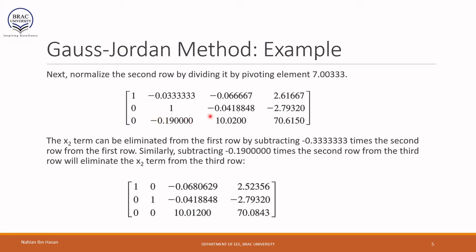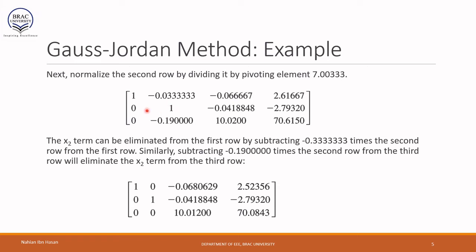under the principal diagonal. So similarly, now in the second step, the pivot coefficient is 7.033, which is the second coefficient. When we normalize the second row by this pivot coefficient, that means we divide all the elements of the second row by this pivot coefficient, and as a result, this term will become 1.